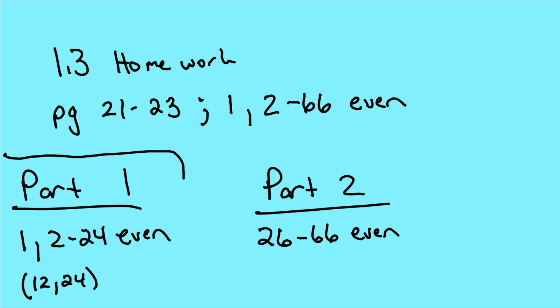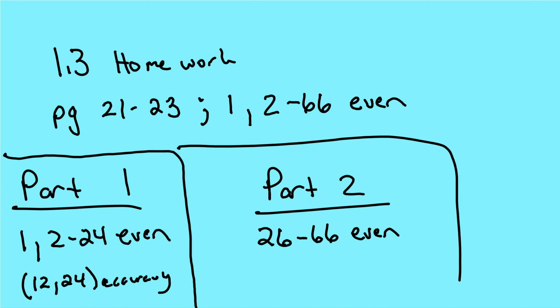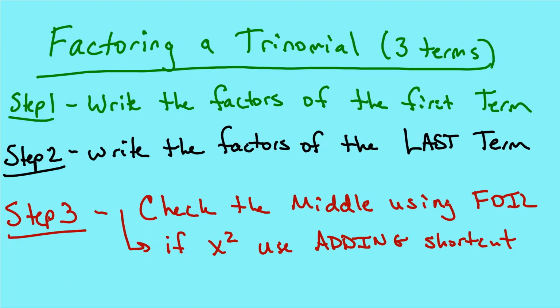Remember in class we broke it up as two parts, so the first part was 1, 2 to 24 even, and 12 and 24 were your accuracy problems. And then part 2, it's going to be 26 to 66 even. There will be two accuracy problems. You'll have to hopefully catch the mistakes in the video.